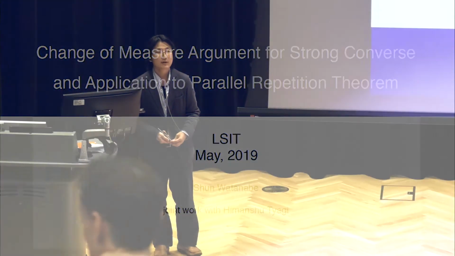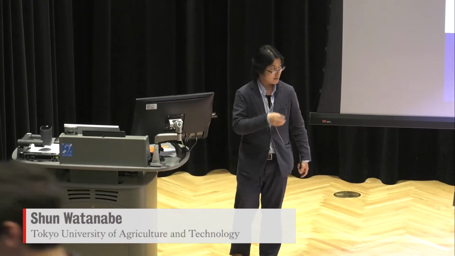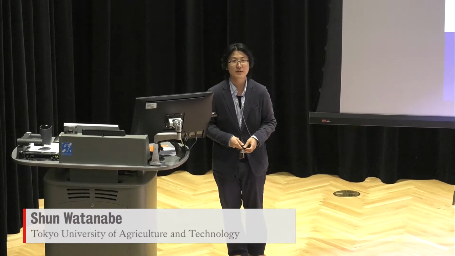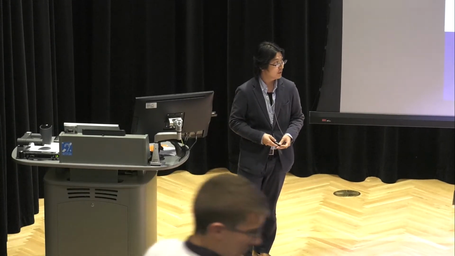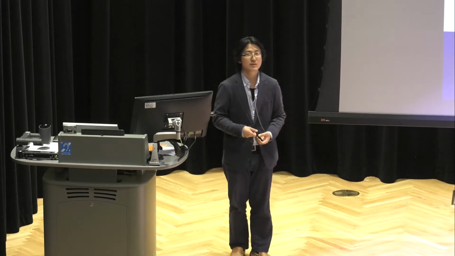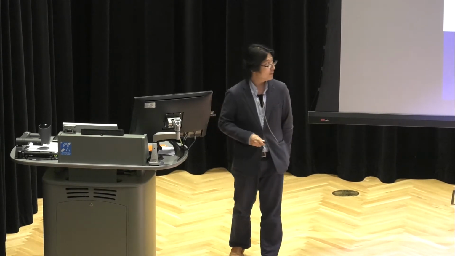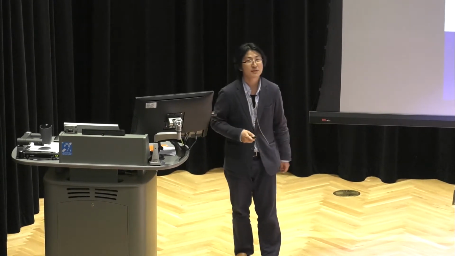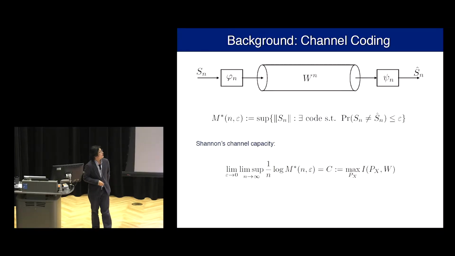So today I'd like to talk about a method for proving strong converse in network information theory, and also its application to the parallel repetition theorem, which is an important problem in computer science and cryptography. So let me start with background.